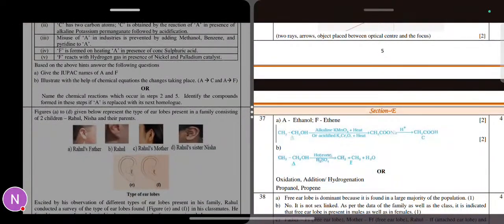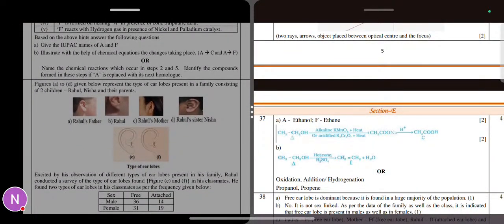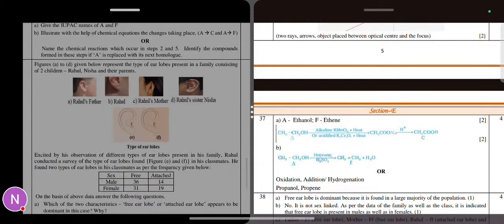Next, the 38th question, figure you have to see. Excited by this observation of different types of ear lobes present in his family, Rahul conducted a survey of the type of ear lobes found in his classmates. He found two types of ear lobes in his classmates as per the frequency given below. Male: free 36, attached 14, and female: free 31, attached 19.